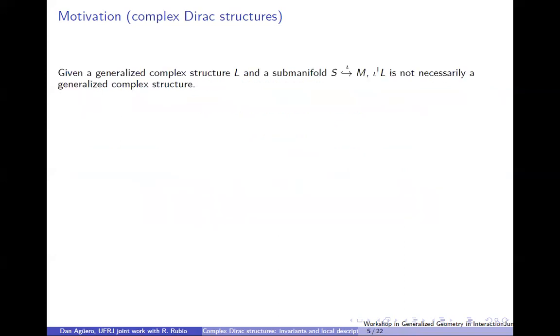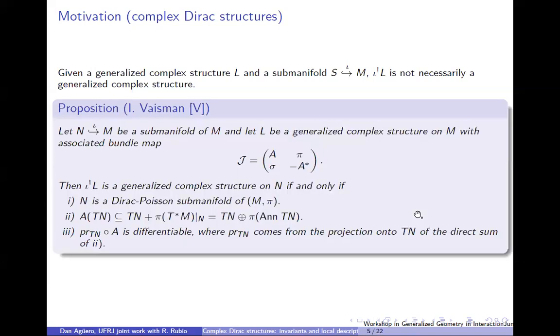So we will do this again, but instead of taking a Poisson manifold, we take a generalized complex manifold. When we have a submanifold of a generalized complex manifold, we don't necessarily have a generalized complex structure on the submanifold. What you actually have is the following, given by Weinstein. These are the conditions for a submanifold to inherit a generalized complex structure. We see that the main property is that the image is a Dirac Poisson. That is a lot to ask, so we want to relax that.